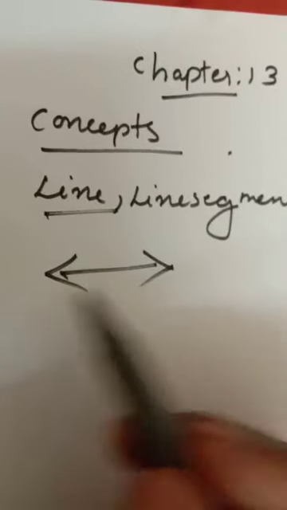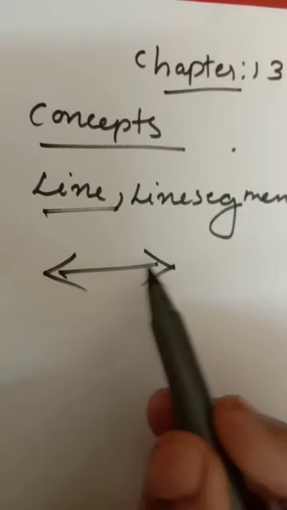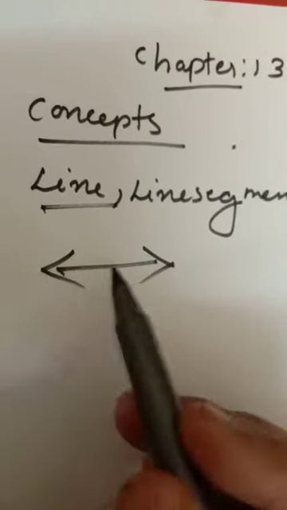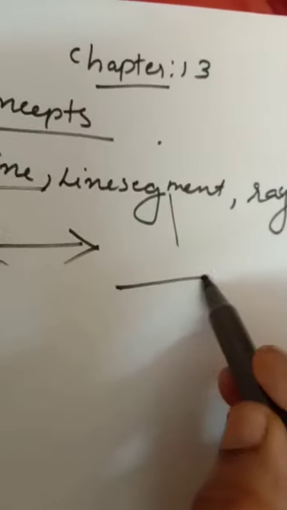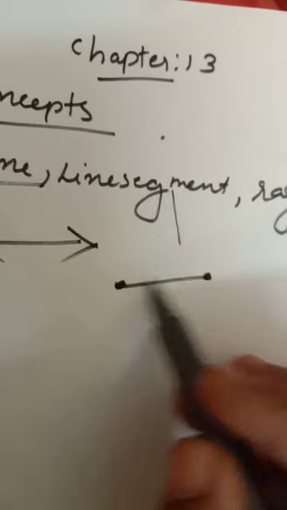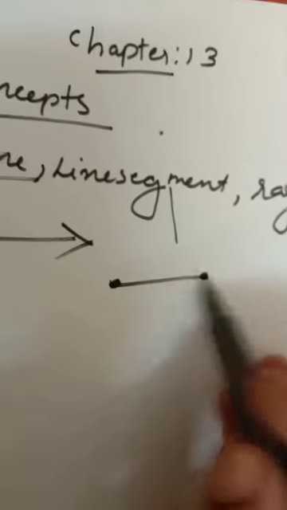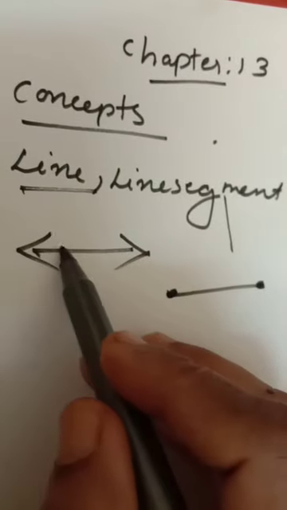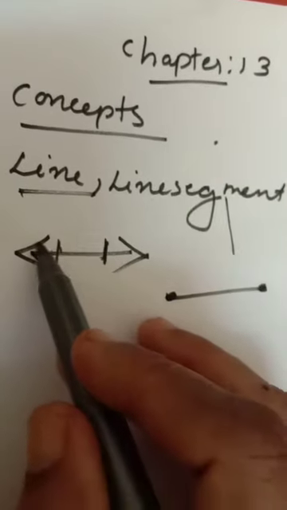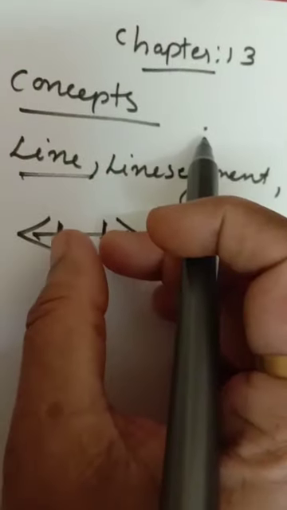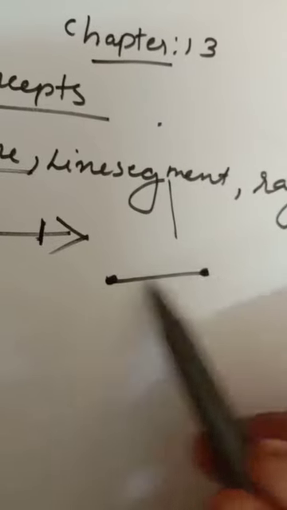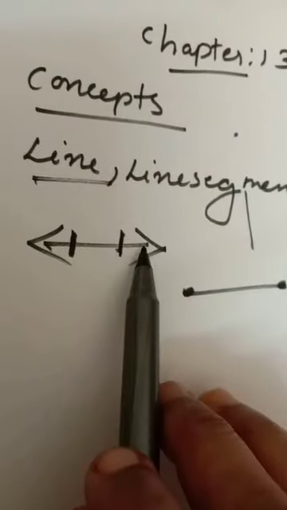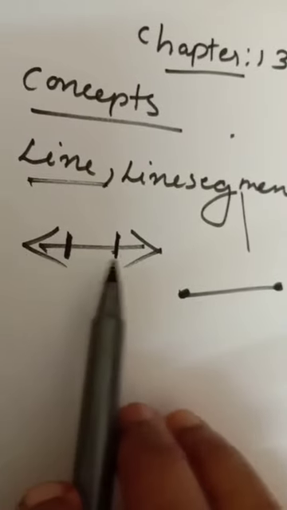Line, no end points. Arrow mark showing that this line is extending both sides. No end points is there. Line segment means two end points, fixed length and two end points. Otherwise we can say a portion of a line. Line segment is a portion of a line, you cut out one portion. That is a line segment. Clear? Two end points, fixed length, but line no fixed length and both ends extending.